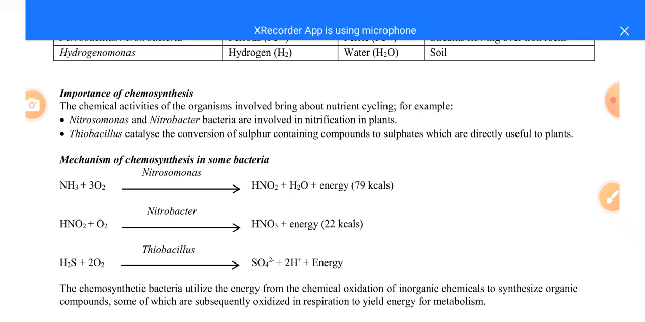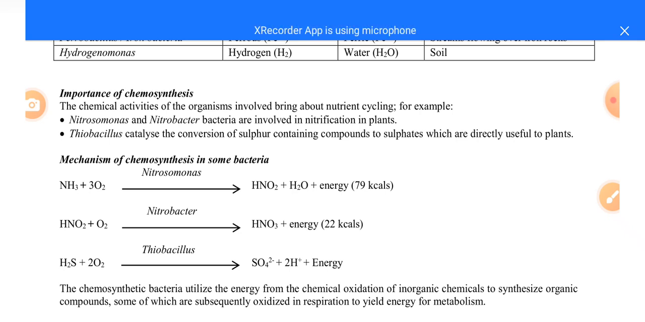I hope you know this process of nitrification. Then from there, we have what we call the Thiobacillus. This one catalyzes the conversion of sulfur containing compounds to sulfate, which are directly useful to what? To plants. Those are some of the importances of chemosynthesis.